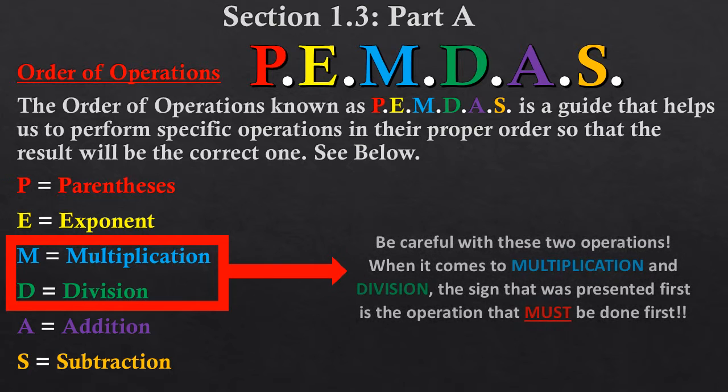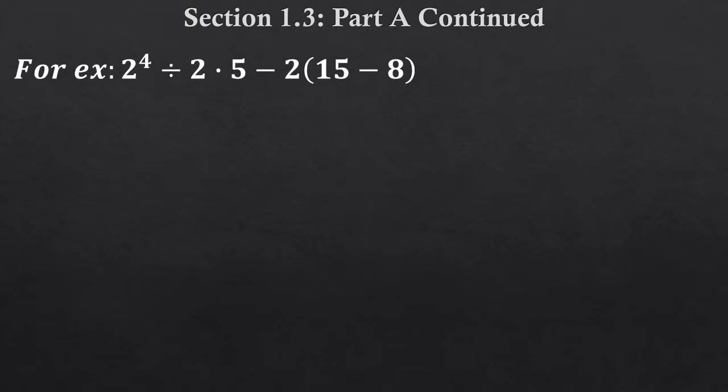Why am I saying this? Because when it comes to those two operations, you don't always multiply before you divide. So I'm stressing that when it comes to multiplication and division, whichever sign was presented first is the operation that must be done first. First example: 2 to the 4th power divided by 2 times 5 minus 2, which is actually a negative 2, beside parentheses 15 combined with the negative 8.